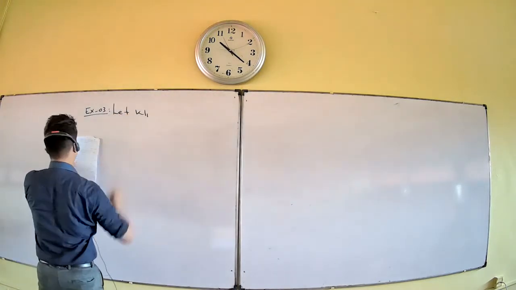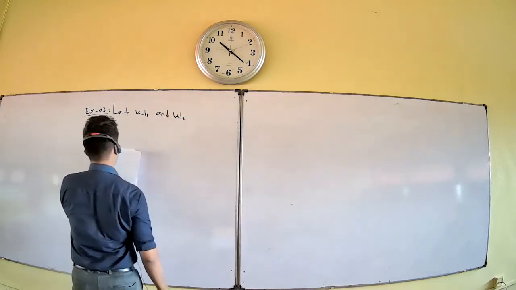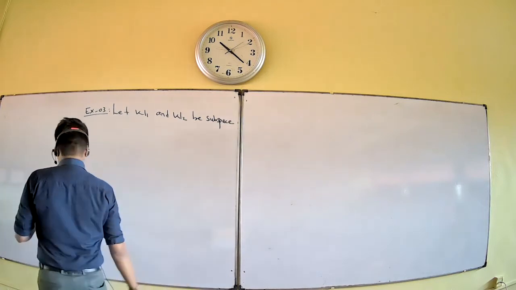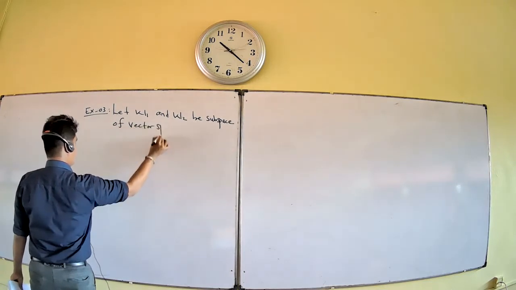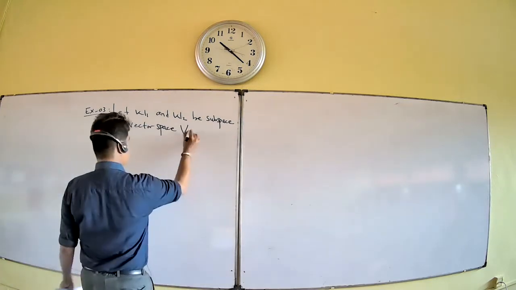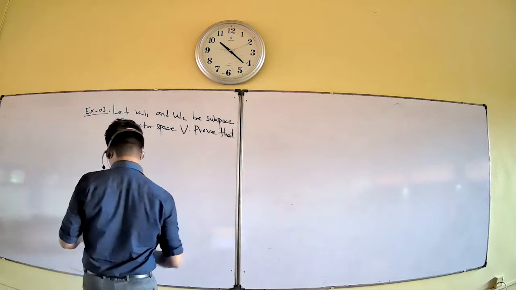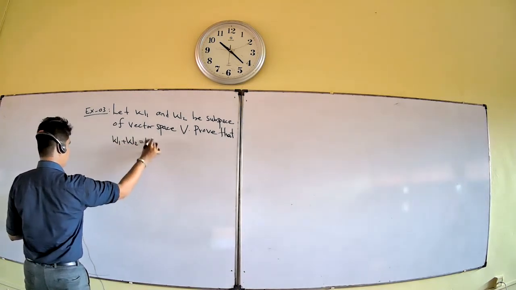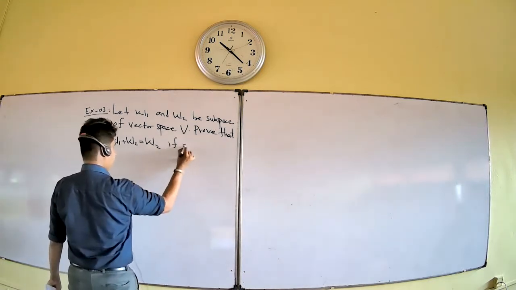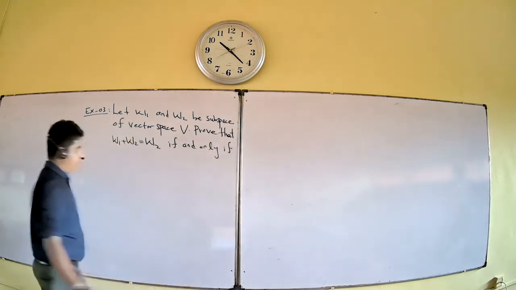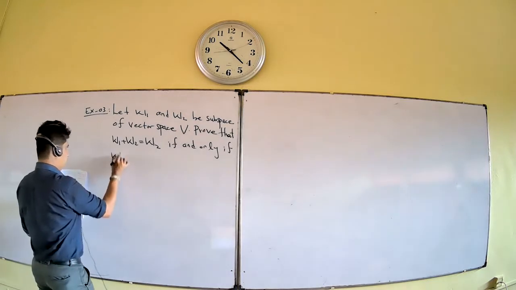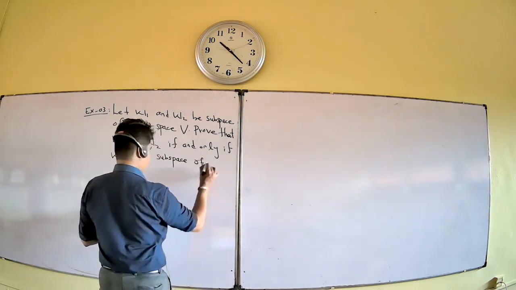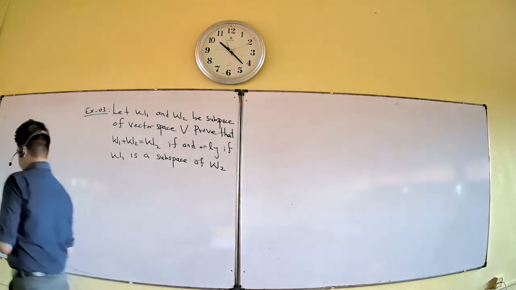Let W1 and W2 be subspaces of vector space V. Prove that W1 plus W2 equals W2 if and only if W1 is a subspace of W2.